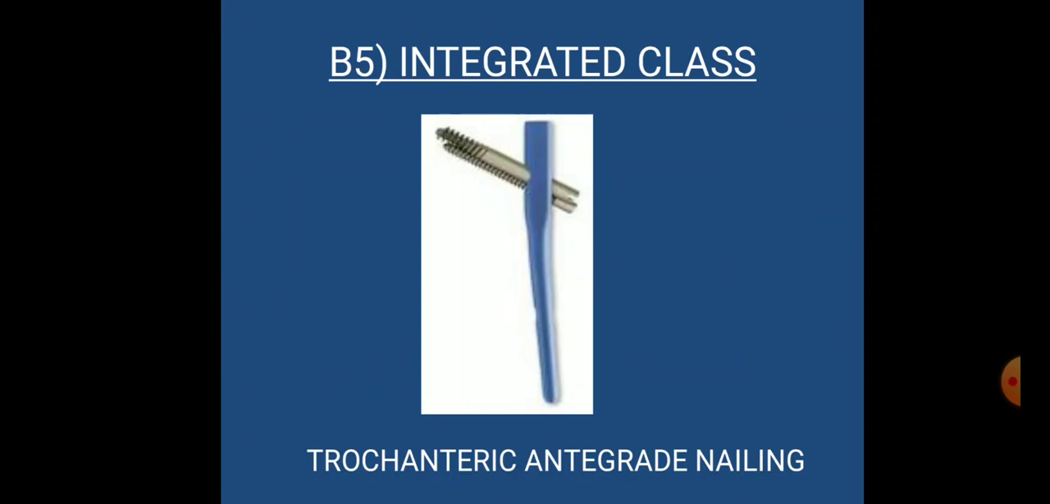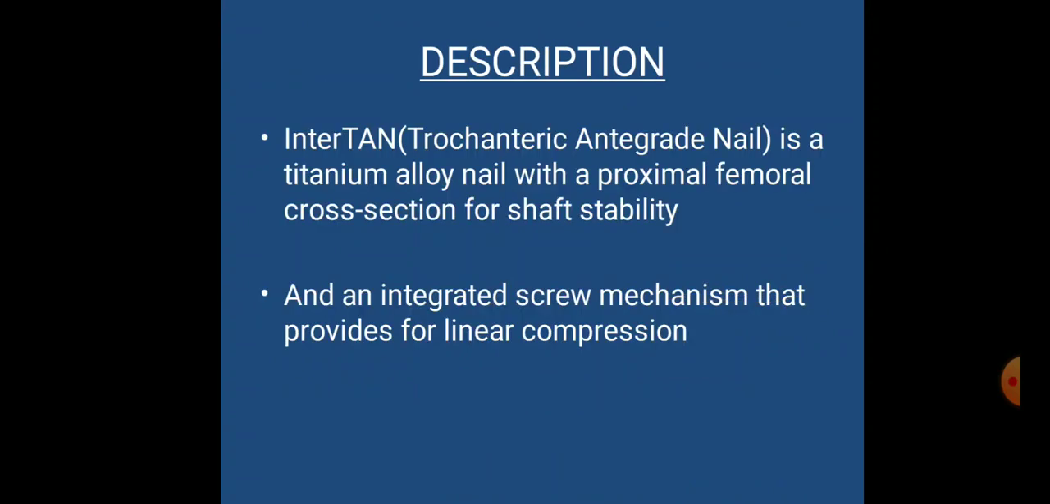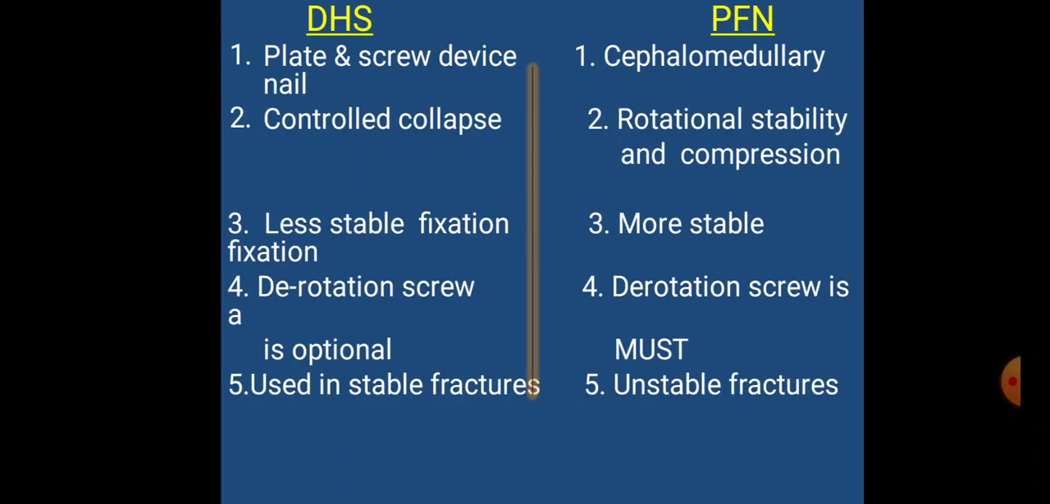This is the integrated class, the trochanteric antegrade nailing. The intertrochanteric antegrade nail is a titanium alloy nail with a proximal femoral cross section for shaft stability and an integrated screw mechanism that provides for linear compression.